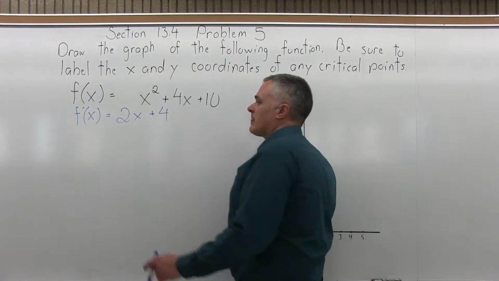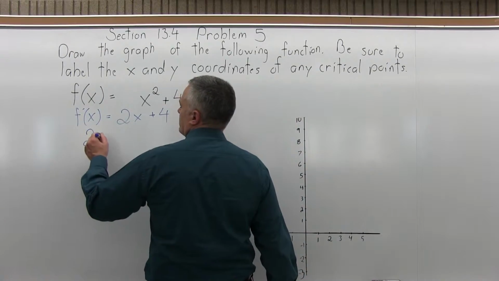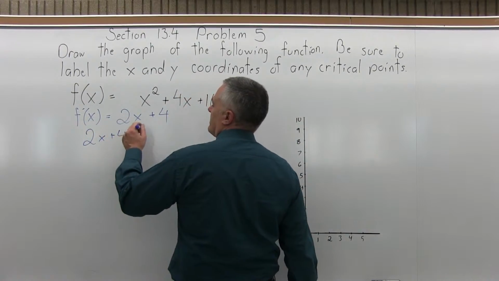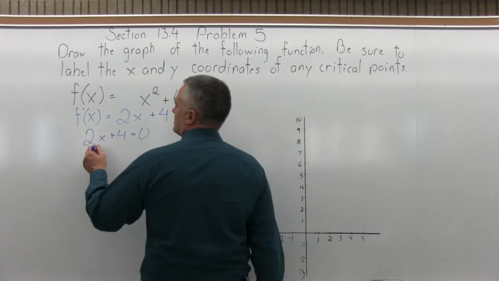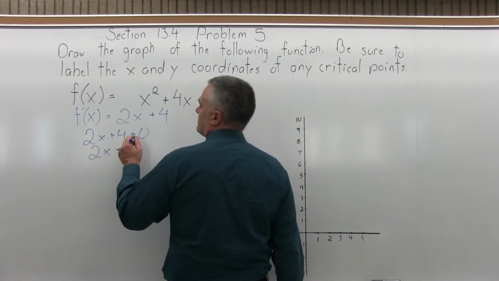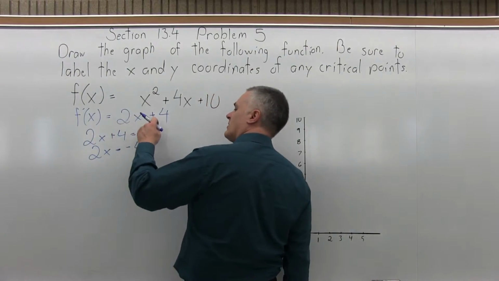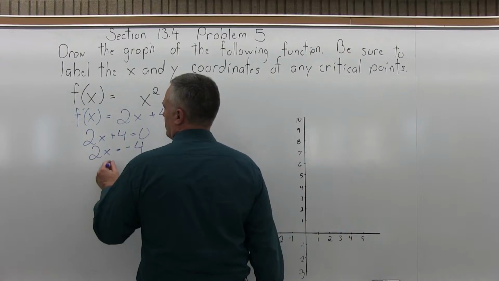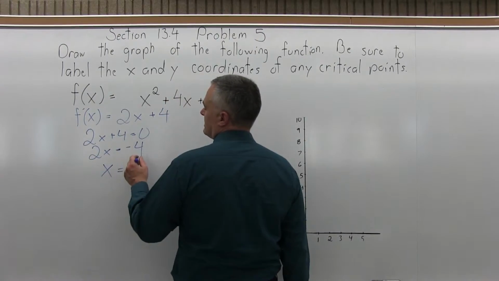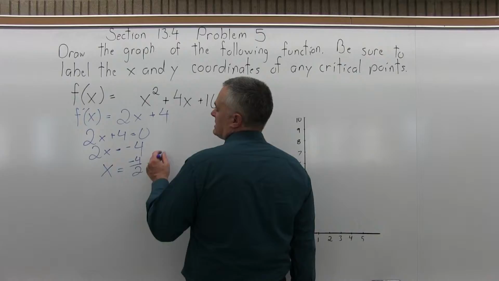That's step 1. Step 2, set the first derivative equal to 0. 2x plus 4 equals 0. Step 3, solve for x. So to solve for x, I'm going to go 2x equals minus 4. That 4 will come to the right-hand side, change from a positive 4 to a negative 4. Divide out the 2 in front of the x. X is minus 4 over 2, which reduces to negative 2.